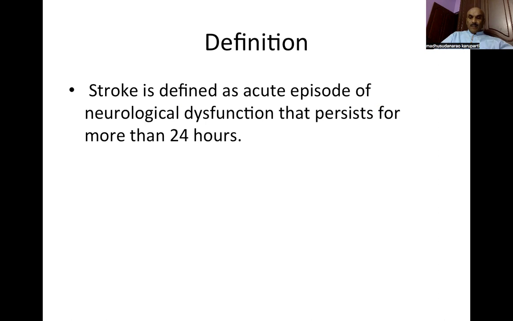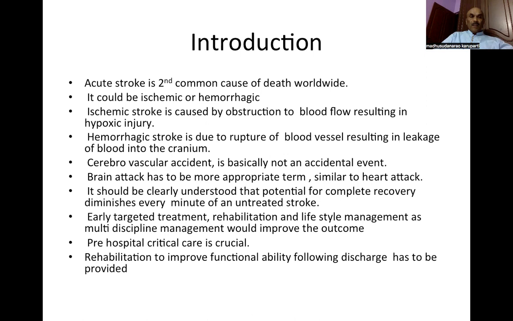Coming to the introduction, acute stroke is the second most common cause of death worldwide. It is the second most common cause of death all over the world. Well, it could be ischemic or hemorrhagic. Ischemic stroke is caused by obstruction to blood flow, resulting in hypoxic injury to the brain tissue.